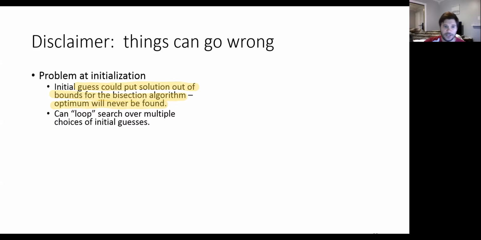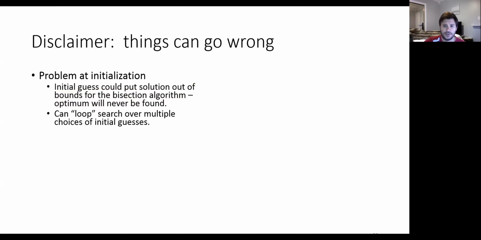There's actually a way we can deal with this using a stochastic version of this method, which randomly chooses the initial point rather than having the user specify it. But that creates some other problems as well. And we'll get to that when we talk about gradient descent. But this is one problem we can run into.